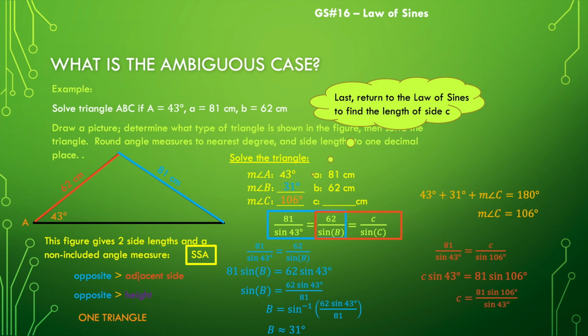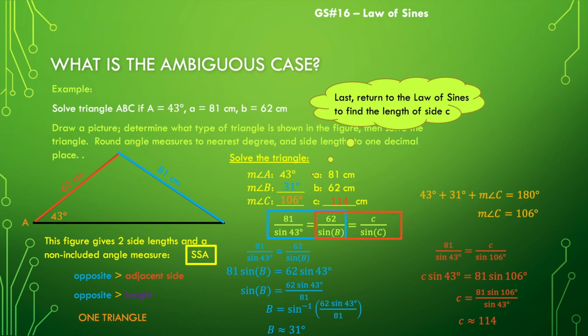Divide out the sine of 43 degrees to get C, and crunch that in my calculator to get about 114 centimeters. Now remember, when we did this before, we did a quick check to make sure that the longest side is associated with the largest angle and the smallest side is also associated with the smallest angle. So that's a good quick check too. It doesn't guarantee anything, but you can maybe eliminate some errors that way.